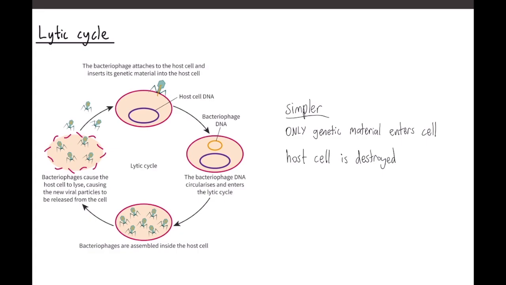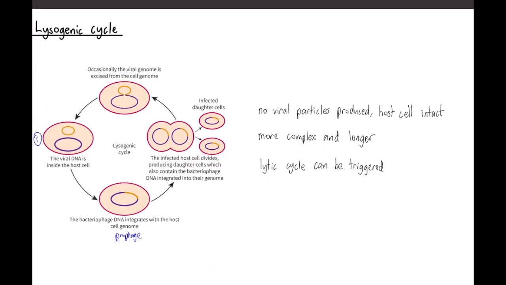It's also important to note that in this process, the host cell is destroyed, which isn't the case in the lysogenic cycle. Now moving on to the lysogenic cycle, it starts with the viral DNA being injected into the host cell in pretty much the same way as in the lytic cycle. So both are the same to the point of DNA being injected into the cell. However, from then it is different. No viral particles are actually produced, and in this cycle, the host cell is not destroyed.